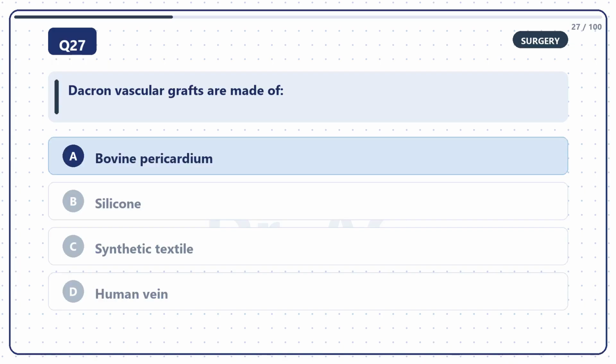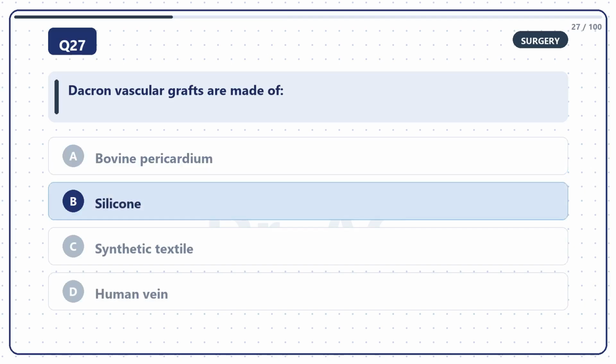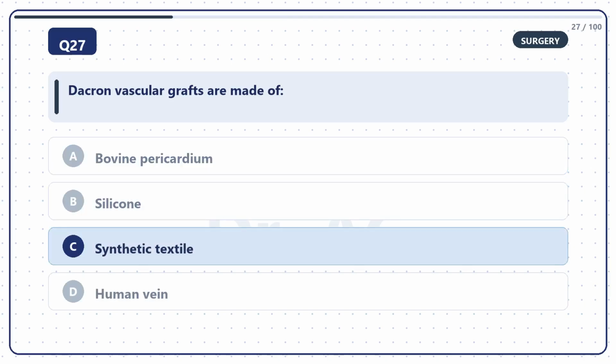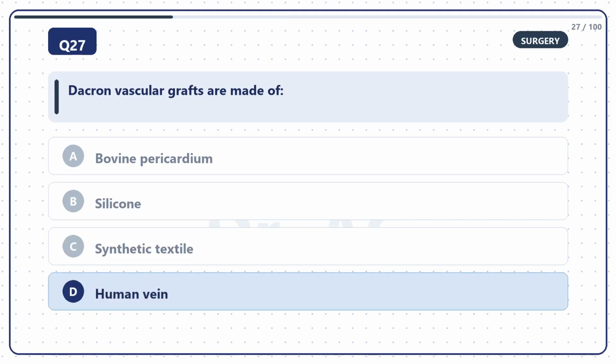Question 27. Dacron vascular grafts are made of option A, bovine pericardium. Option B, silicone. Option C, synthetic textile. Option D, human vein.